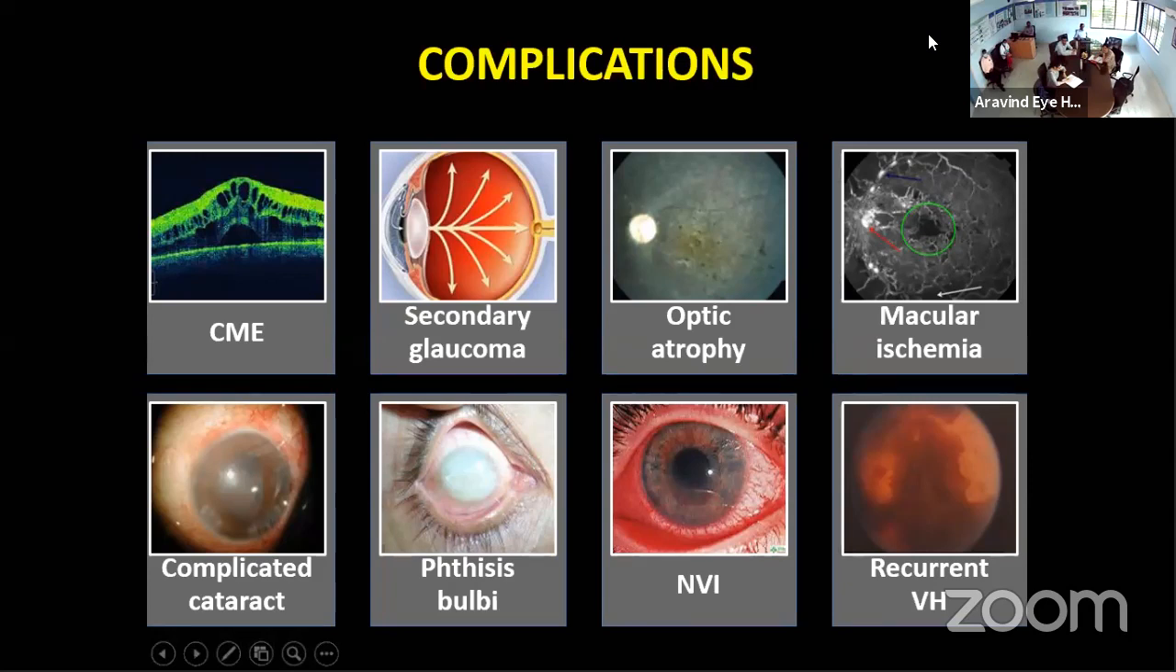Of all the complications, the one that is so common is optic atrophy, because people seldom pick up the diagnosis or seldom go for starting immunosuppressants. They keep on giving steroids. This Behcet's uveitis is known to be steroid resistant. Steroids standalone are not the treatment of Behcet's uveitis.